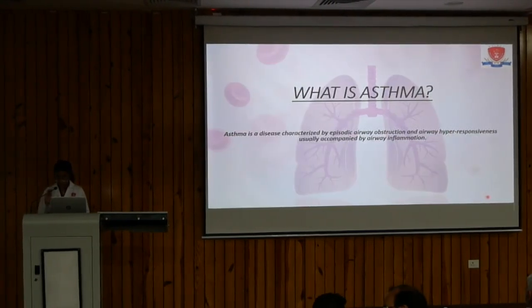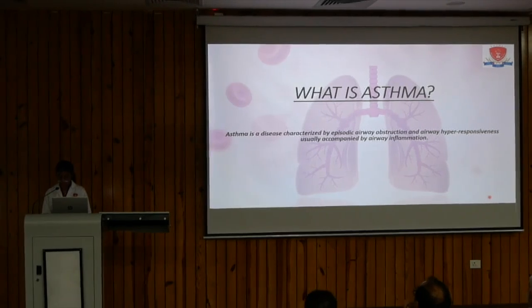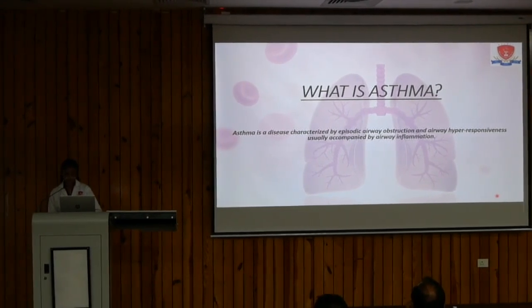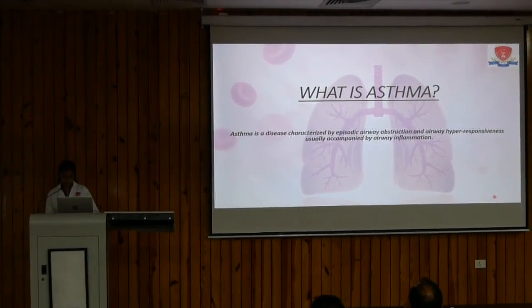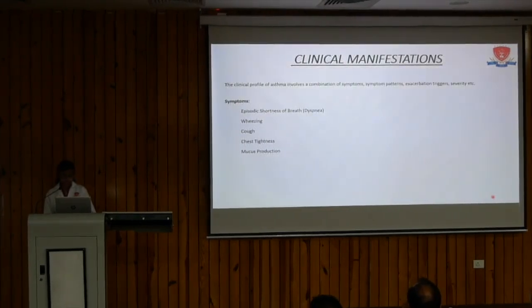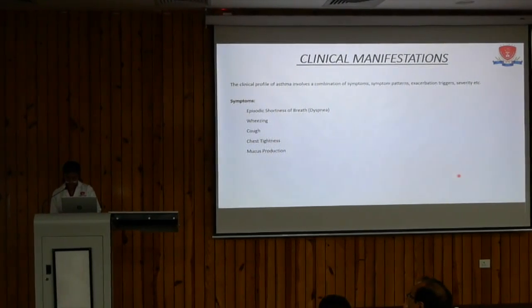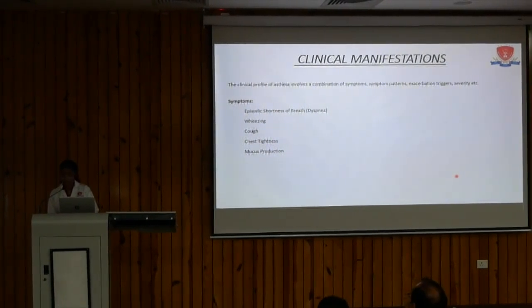When we talk about asthma, the first question that naturally arises is what exactly is it? Asthma is a disease characterized by episodic airway obstruction and airway hyperresponsiveness, usually accompanied by airway inflammation. Asthma presents with various symptoms, including episodic shortness of breath called dyspnea, wheezing, cough, chest tightness, and mucus production. These symptoms may vary in intensity and frequency and are often triggered by specific factors.